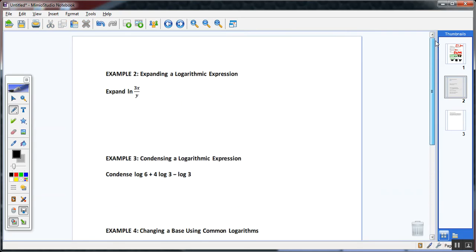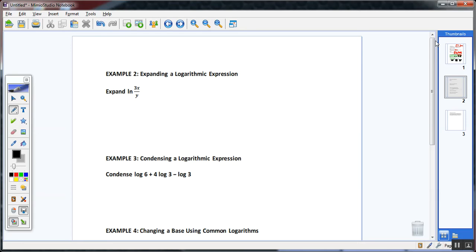Second page, let's move. Okay, expanding a logarithmic expression. Guys, expanding a logarithmic expression typically means that when you expand something, you're writing one logarithm as multiple logarithms. When you expand it, it's what? Okay. Help me, kids. I have the natural log of 3x over y. How might you choose to expand it?